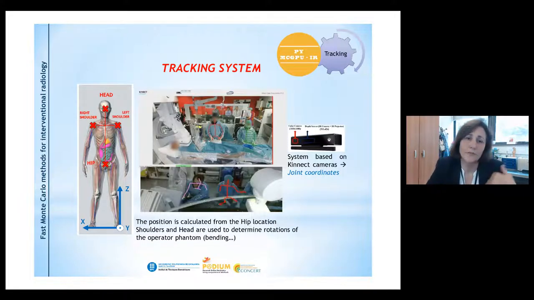From the point of view of the tracking system, what MCGPU needs is the position of different joints of the individual that has to be monitored. So it takes from the system based on Kinect cameras the different joints, and in particular, the position is calculated from the hip location, and shoulders and head are used to determine any possible rotations or bending of the worker.